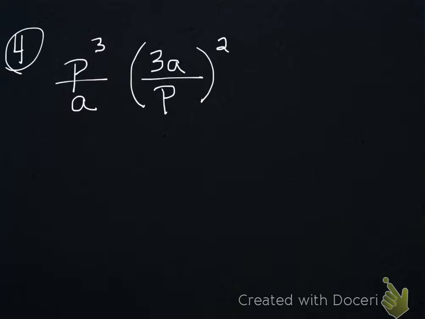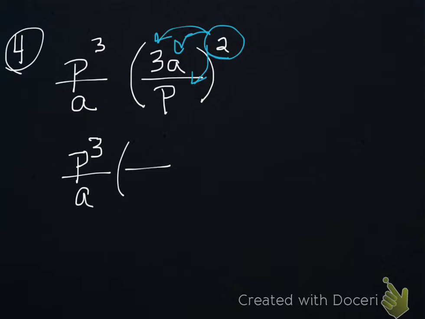Number 4. I notice I have parentheses with an exponent on the outside. So before I can do any division to simplify, I have to distribute this exponent to everything inside the parentheses. So the first fraction stays the same. P cubed over A. Now my second fraction. I'm going to have 3 squared, which is 9, times A squared over P squared. Okay, now we're ready to simplify.